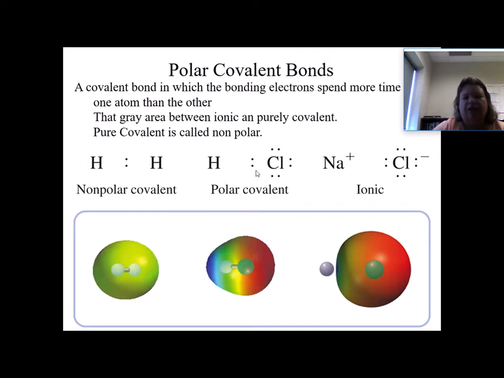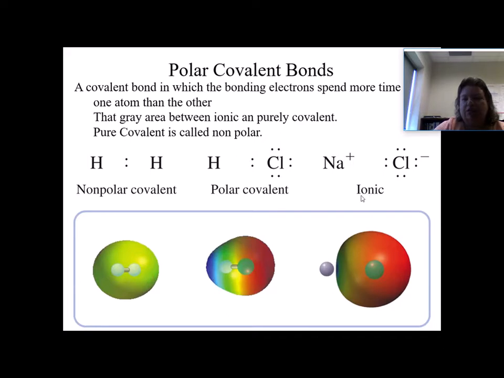I have hydrogen chloride, which is a polar covalent bond. So the red means that the electrons, this is more negative, this is more positive because there's actually no electrons over here, but the electrons spend more time around the chlorine atom than they do the hydrogen atom.